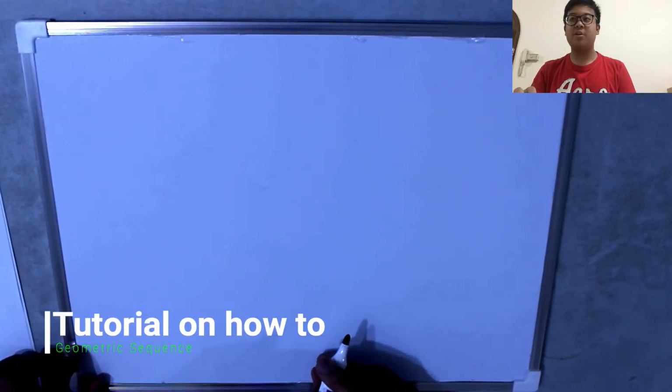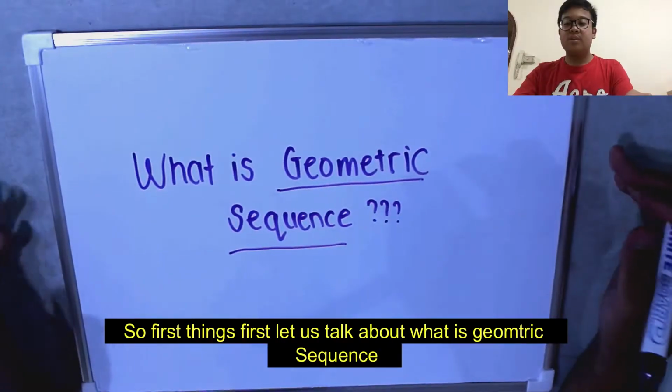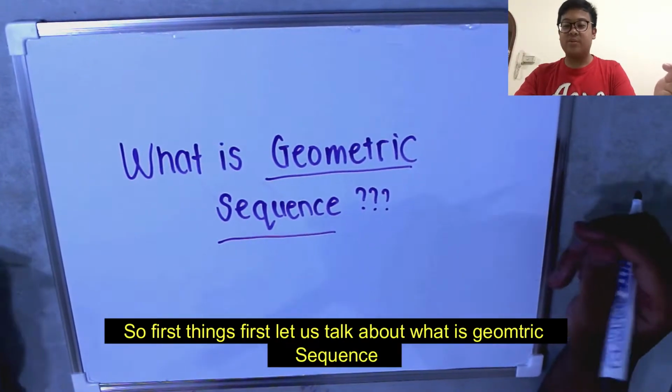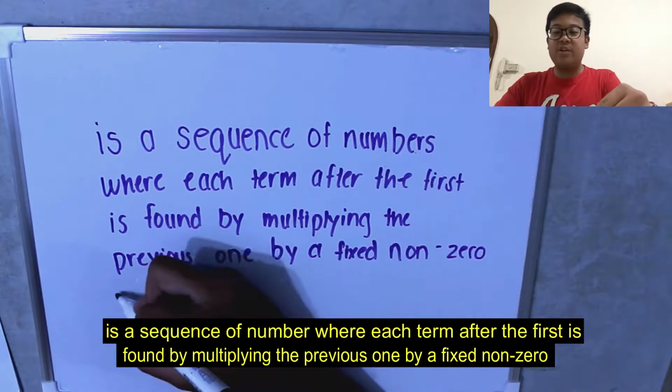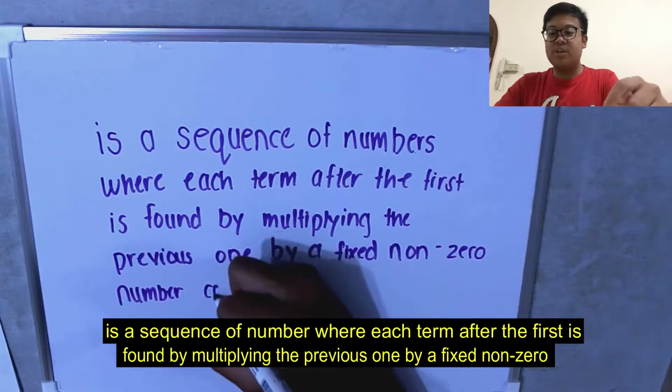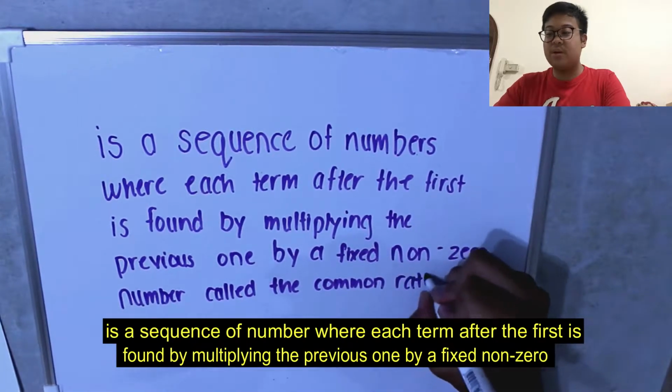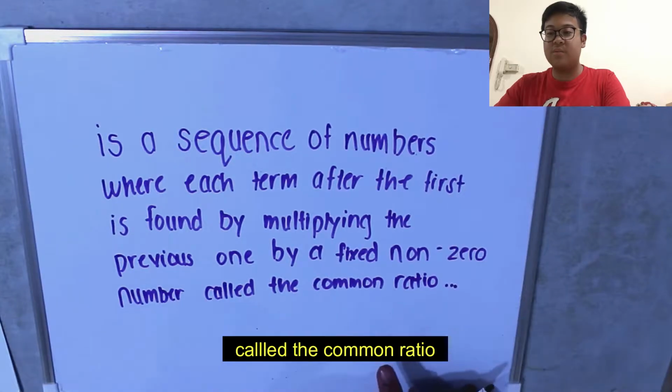This will be for our math project, and we are going to be discussing geometric sequence and geometric series. So first things first, let us talk about what a geometric sequence is. A geometric sequence is a sequence of numbers where each term after the first is found by multiplying the previous one by a fixed non-zero number called a common ratio.